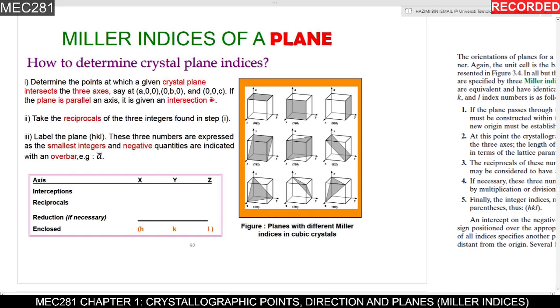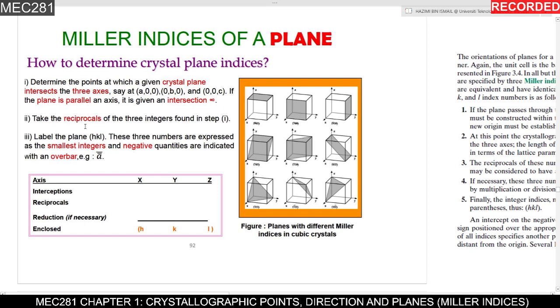If the plane is parallel to an axis, it is given an intersection of infinity, the infinity symbol here. I repeat again, if the plane is parallel to an axis, it does not intersect the axis. It never intersects the axis, so it is given an intersection of infinity. So it is an imaginary, very large number. So let's put the symbol of the infinity here.